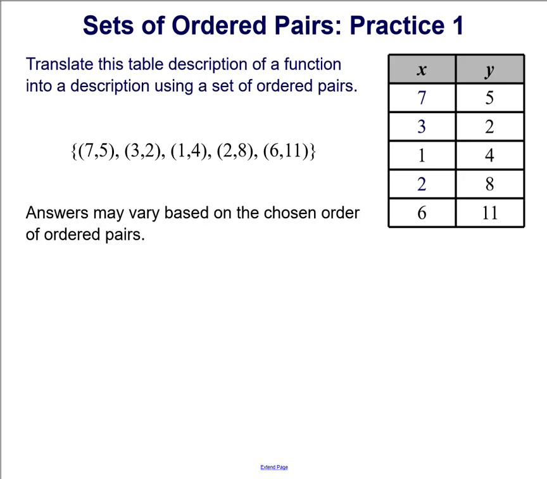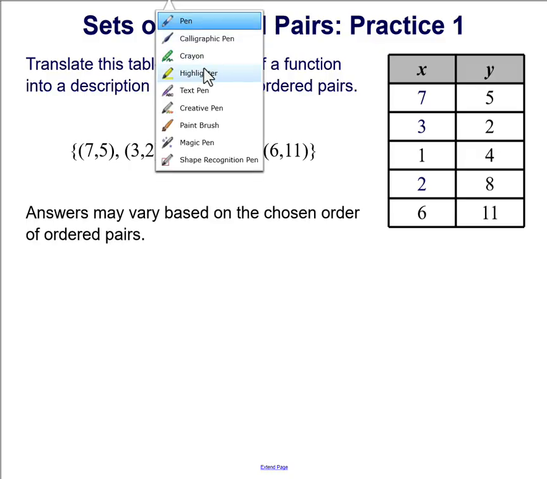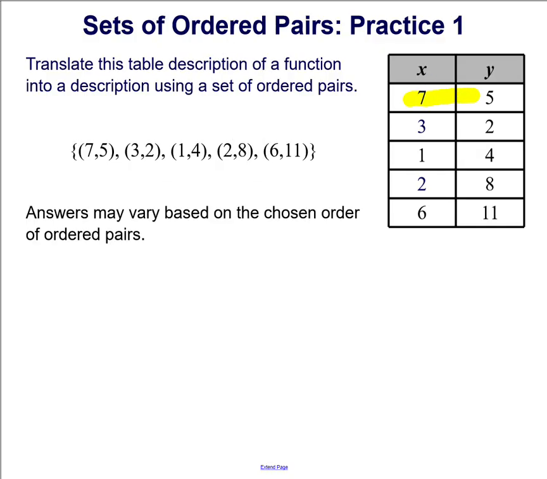So we created a set of ordered pairs that looked like this, and we did that by grouping values in this XY table. So 7, 5 formed this ordered pair right here. 3, 2 formed this ordered pair here. 1, 4 formed this ordered pair here. And 2, 8 formed this ordered pair. And I'm running out of colors. I'll just use yellow again or green again. 6, 11 formed this ordered pair here. So we've taken the table of values, translated them into ordered pairs, and grouped them together using set notation.